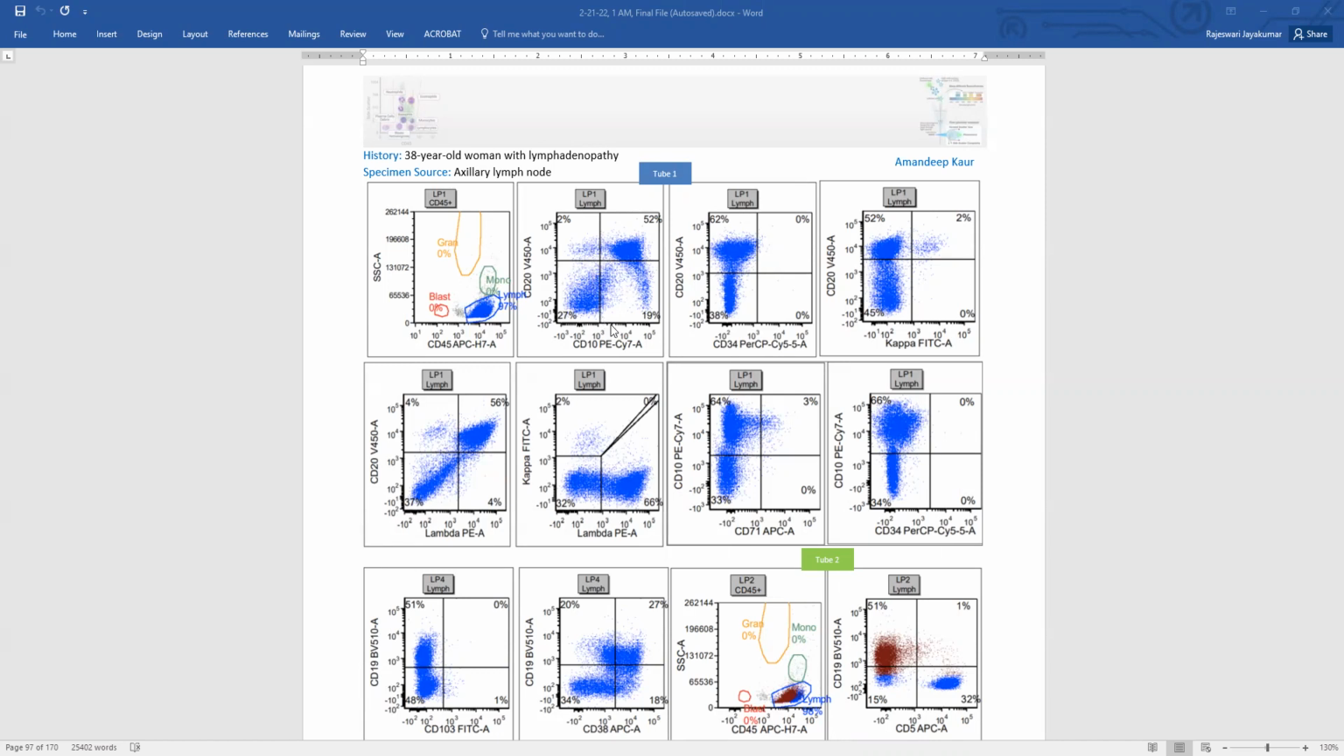In the CD20 versus CD10 plot, we see that our lymphocytes are positive for CD20 and they express CD10. So even though lymph nodes will have germinal centers and CD10 positive cells in the germinal centers, we don't expect all of them to be CD10 positive. There may be a small population that is CD10 positive, and those cells usually express brighter CD20. But this is clearly abnormal. You're not supposed to see all of the lymph node cells to be CD10 positive. So this is abnormal, and they do not express CD34.